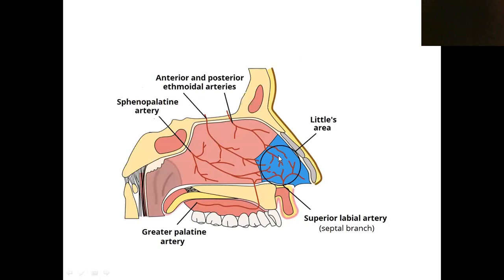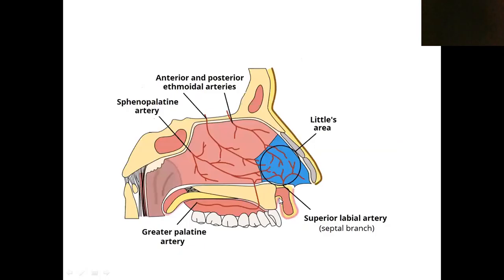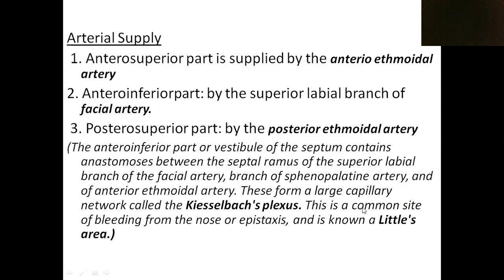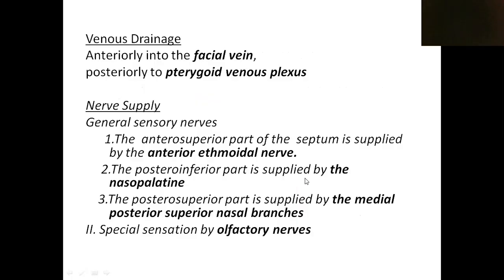All these arteries anastomose here to form a plexus known as Kesselbach's plexus. This area is a site of bleeding. This is a common site of bleeding from the nose, and that area is known as Little's area. So this part of the nasal septum is known as Little's area, and the plexus seen in Little's area is known as Kesselbach's plexus. Then venous drainage is into the facial vein and pterygoid venous plexus.